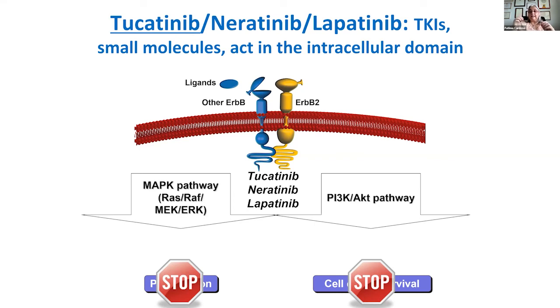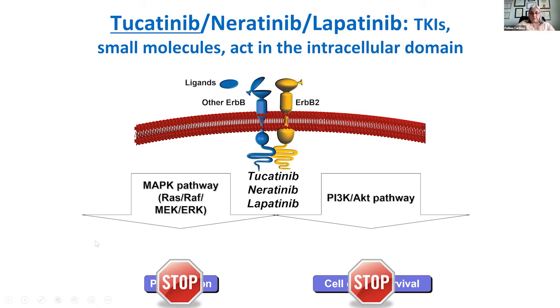Now, finally, for this subtype, you see here the mechanism of action of some other types of drugs that we call small molecules or TKIs, tyrosine kinase inhibitors. And you see that what these molecules do is bind to the part of the receptor that is inside the cell, okay? And there are 3 of them: tucatinib, neratinib, and lapatinib. The most important one is tucatinib, and I will explain to you why. So it's also possible to combine these drugs that block the inner part of the receptor with the monoclonal antibodies that block the extra part of the receptor.